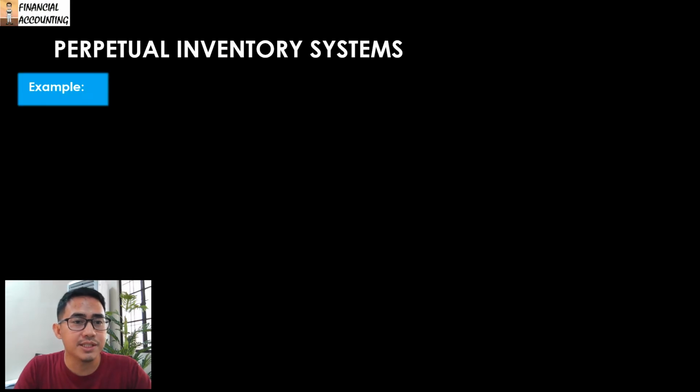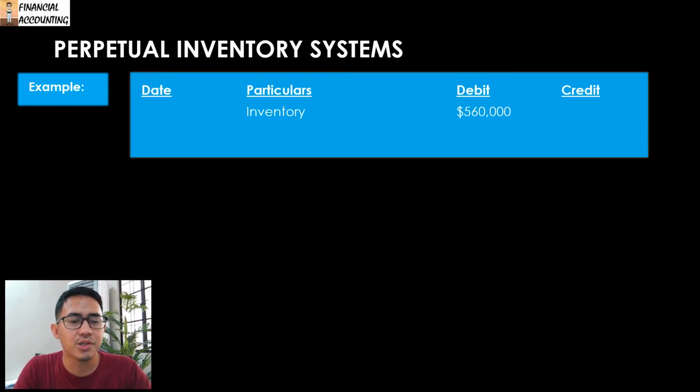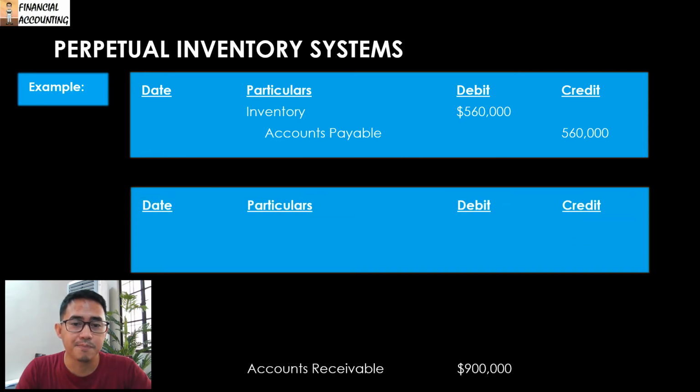So, perpetual inventory system. Let us have here an example of journal entries. Okay. So first entry here is, by the way, all amounts are assumed here. This first entry is a purchase of inventory on account. Okay, let's say for example on this date, you purchased inventory amounting to 560,000 on account. On account meaning you'll just pay at some later time. That's why we have debited inventory and credited accounts payable.